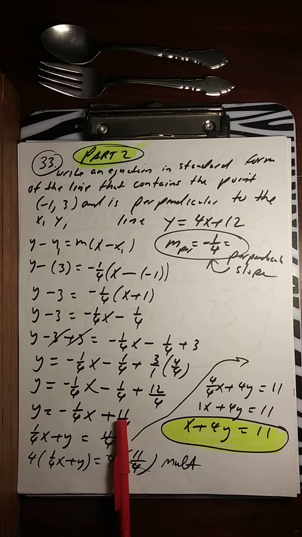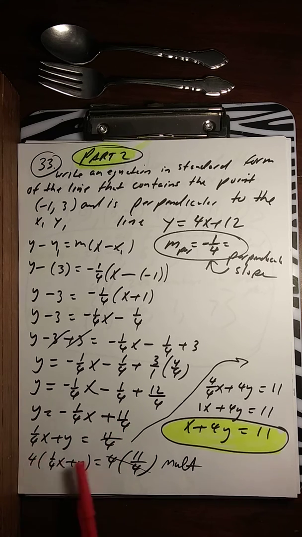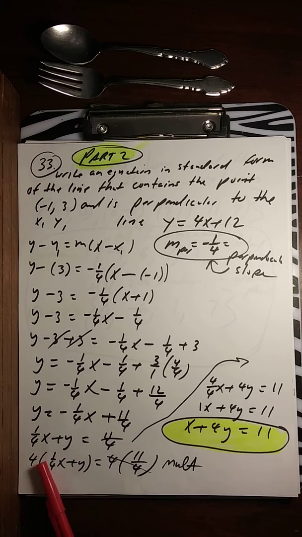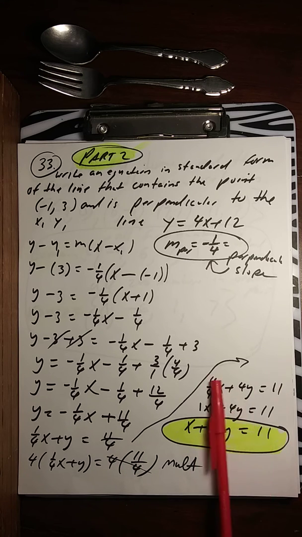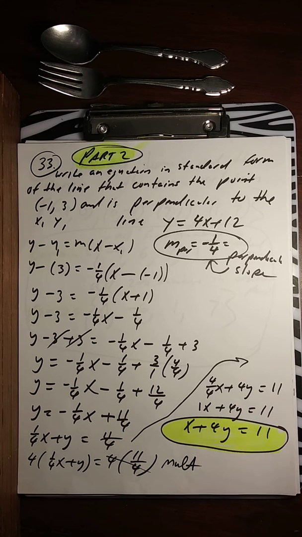Now, bring this over here. 1/4 x plus y equals 11 over 4. Multiply by 4, multiply by 4. So 4 times that, and 4 times that, and these cancel. So now we're in this form right here. So now this is just 1x. You don't need the 1. So x plus 4y equals what? 11.